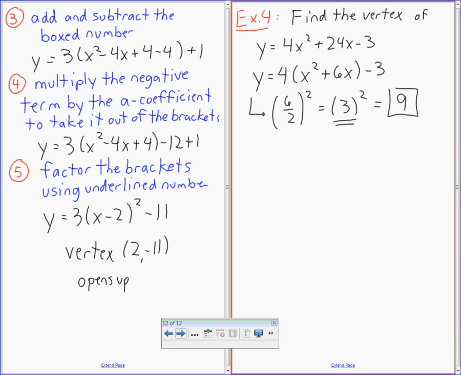Okay, so I'm going to underline the 3 because we're going to need that later, and I'm going to box the 9 because we're going to need that right now. Sorry, how did you get the 6 over 2? Okay, so what happens is, you just take this number, because, okay, let's slow down now.